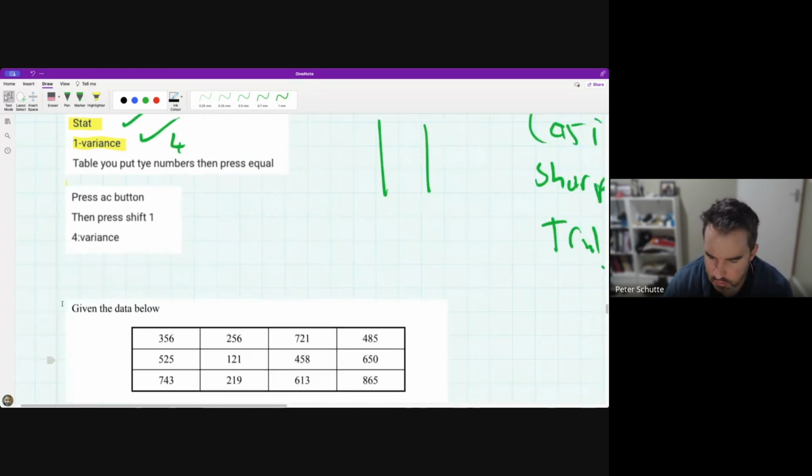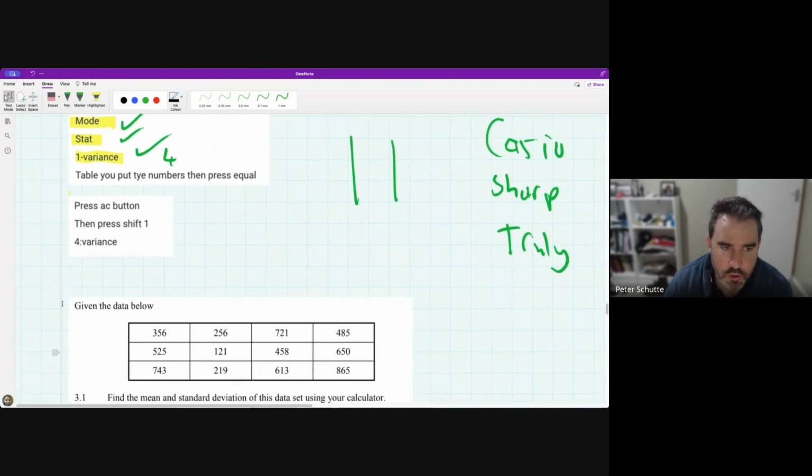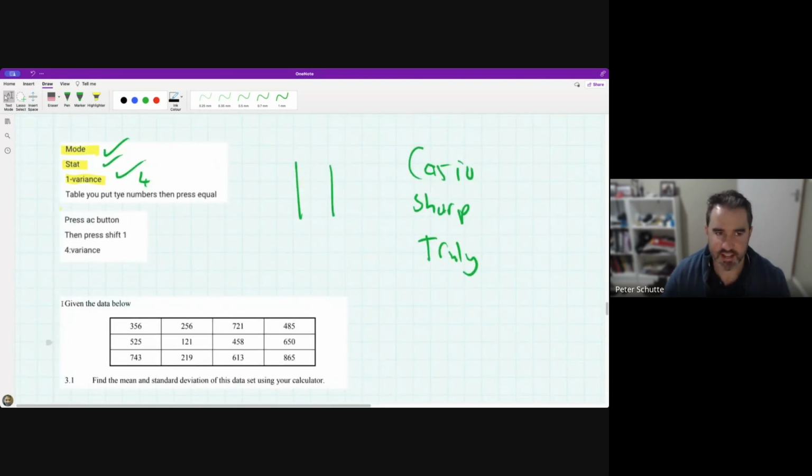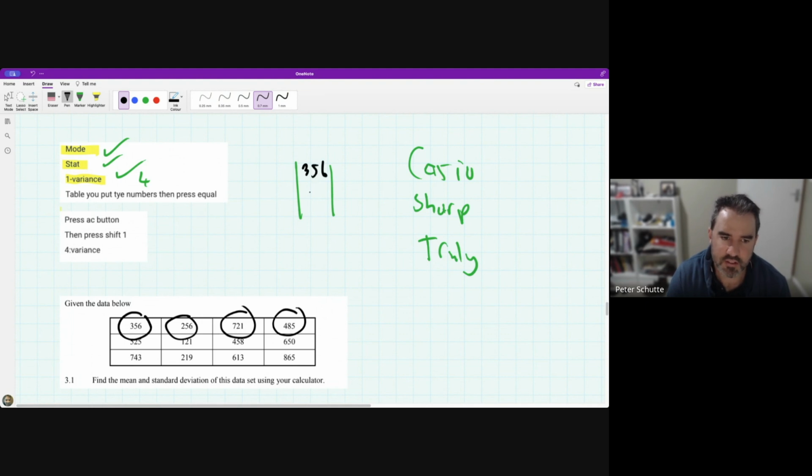So now what you need to do is, after you have put mode, stat, variance, you need to type the numbers in. So you go 356 equals, 256 equals, 721 equals, 485 equals. And what you'll notice is in your calculator, you will see these numbers going in. And I want you to type the whole data set in. And then I want you to tell me done when you have typed all those things in.